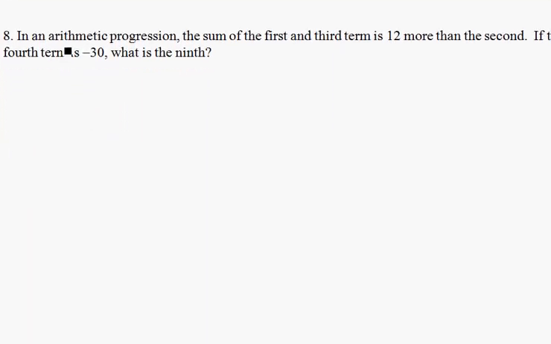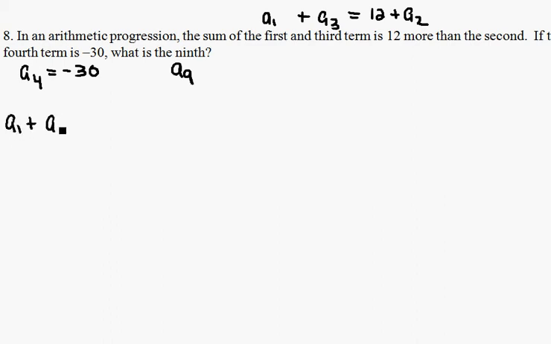Here we have an arithmetic progression. The sum of the first term, a sub 1, and the third term is 12 more than the second term. If the fourth term is equal to negative 30, what is the ninth term? So let me write this out as two separate equations. A sub 1 plus a sub 3 equals 12 plus a sub 2. And we have a sub 4 is equal to negative 30. The problem is I have 4 variables and only 2 equations. Bad situation.